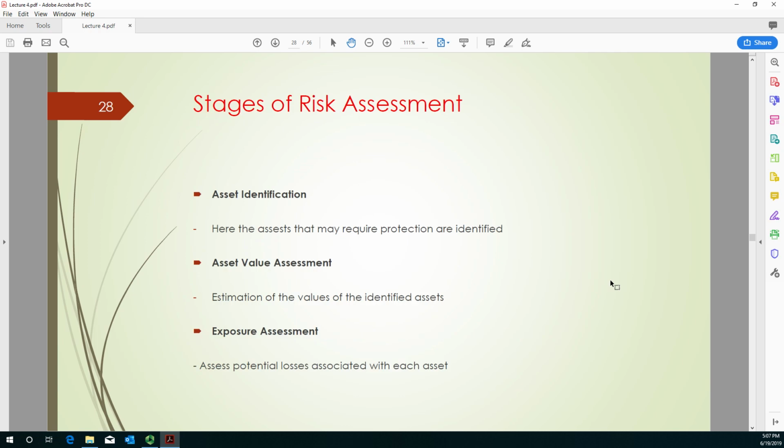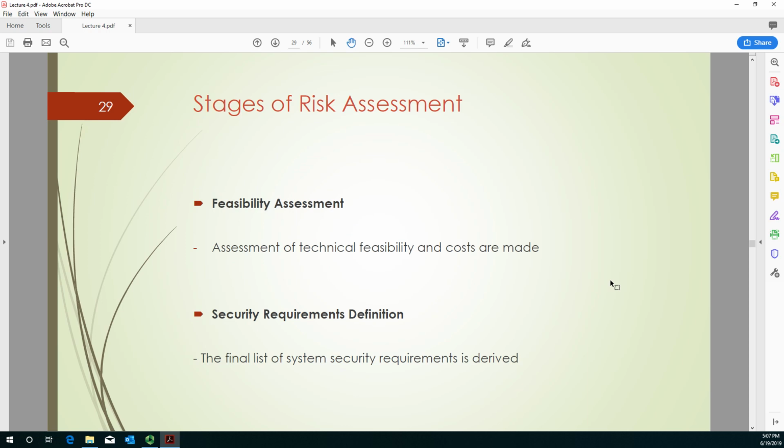Some of the things you need to do during risk assessment are asset identification, find out what assets are involved, asset value assessment, and exposure assessment, which is to assess potential loss associated with each asset. You have feasibility assessment, assessment of technical feasibility and costs that are made. You might want to buy a highly secure system, but it's not feasible because it slows down your system, or it reduces the usability of the system.